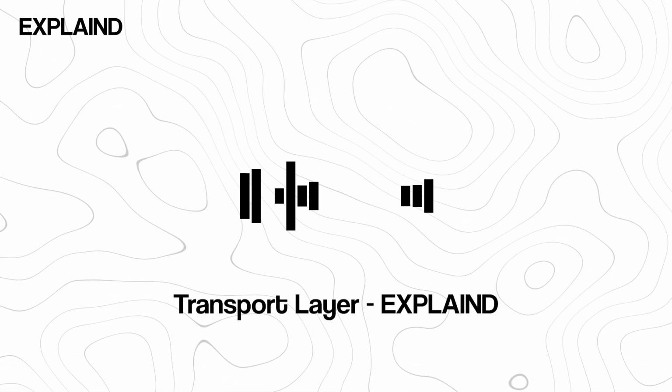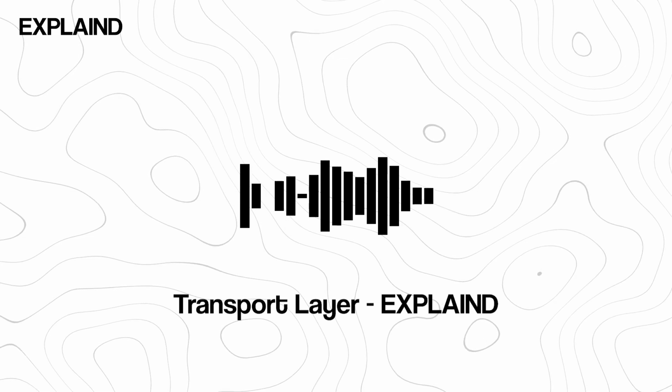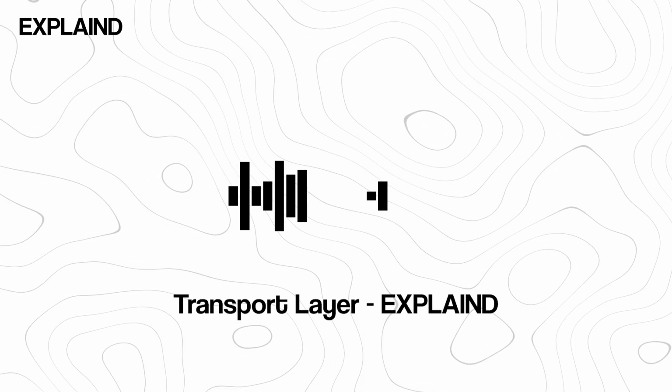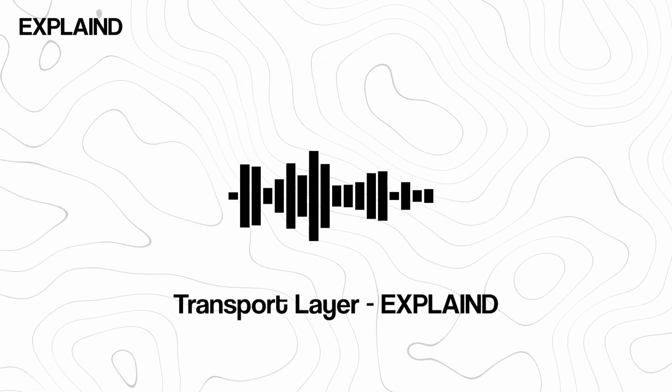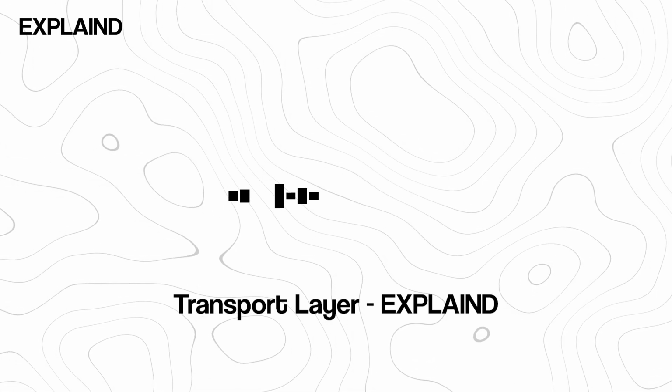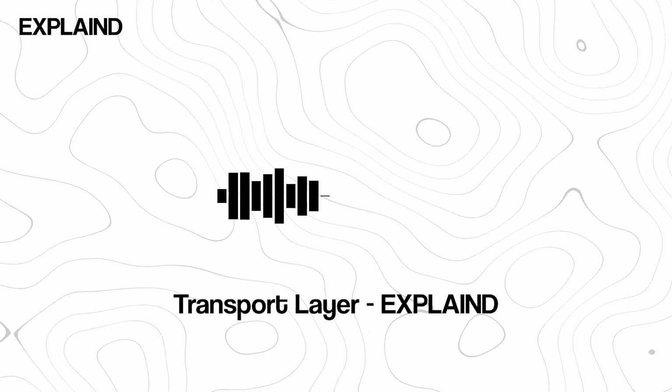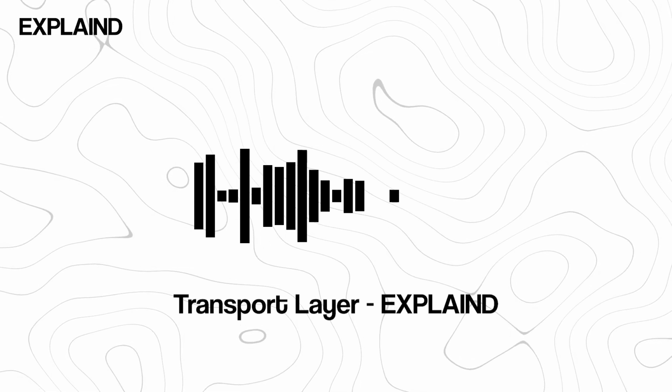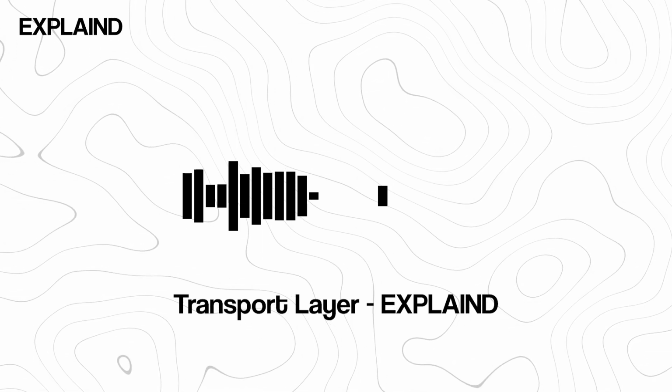Exactly. Each application is assigned a unique port number, which acts like an apartment number within your computer's network address. This ensures that incoming data is delivered to the right application, even if multiple applications are using the internet connection simultaneously. That's amazing. It's like a well-oiled machine working behind the scenes to keep everything running smoothly.